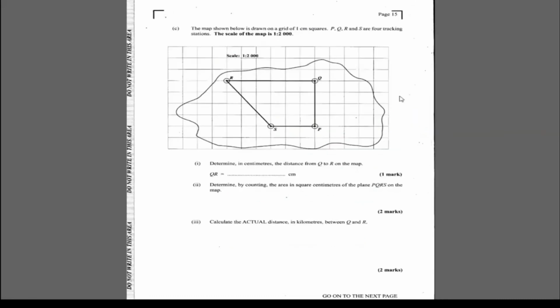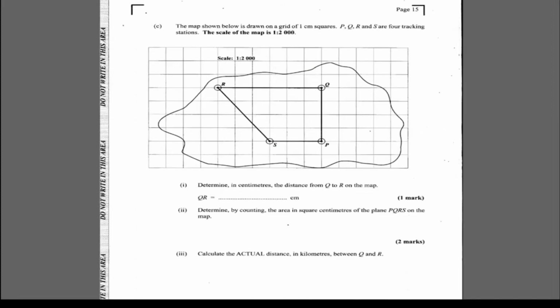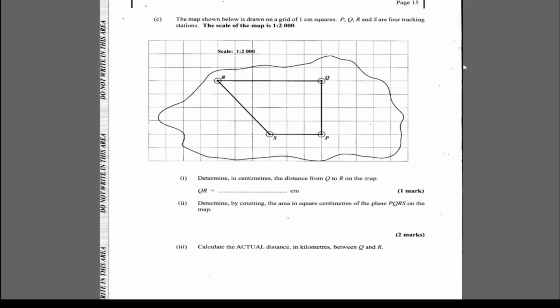All right, now part C. Part C says, the map shown below is drawn on a grid of 1 centimeter squares. P, Q, R, and S are 4 tracking stations. The scale of the map is 1 to 2000. Determine in centimeters the distance Q to R.